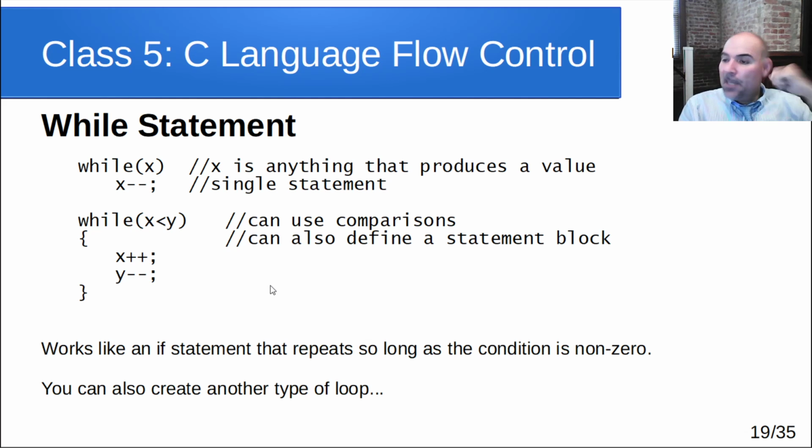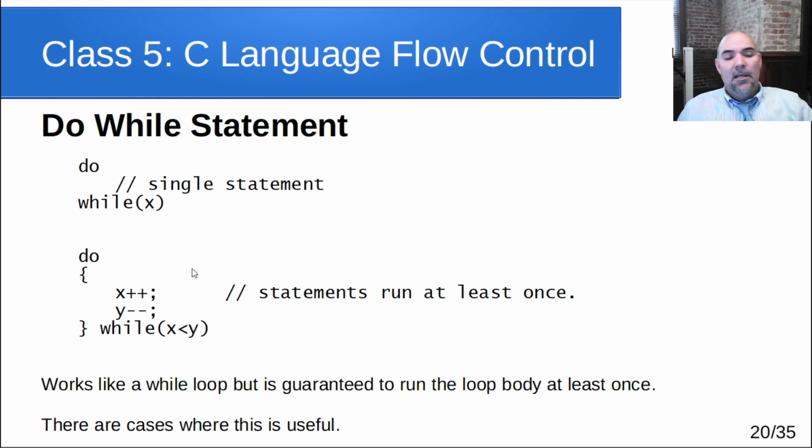Now, there's another type of while loop that's worth looking at. Before you do that, think of a while loop as like an if statement that does the stuff in here, but then it jumps back up and tests it again. Does the stuff inside, jumps back up and tests it again. All right, there's another kind of while loop, though. Maybe you've seen something like this before, but it's called a do while loop.